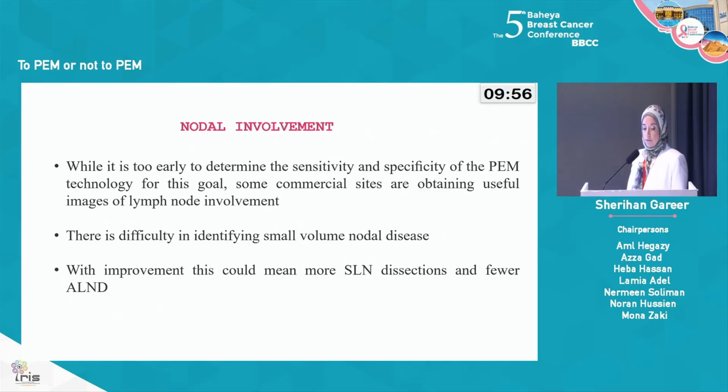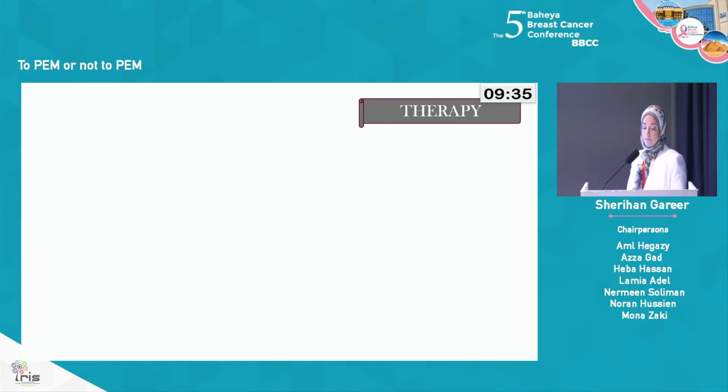In the cases of nodal involvement, it's too early to determine the sensitivity and specificity of the PEM technology. However, some commercial sites are obtaining useful images of lymph node involvement. It's still difficult to identify small volume nodal disease. However, with improvement, this could mean more sentinel lymph node dissections and fewer axillary lymph node dissections.